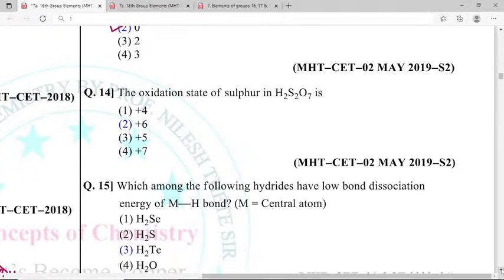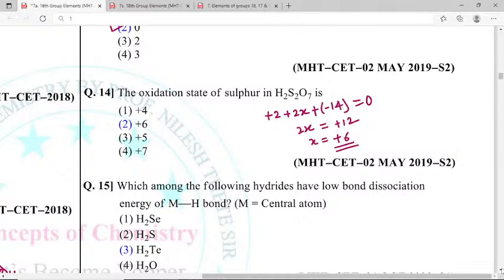The oxidation state of sulfur in H2S2O7. Here it is plus 2, plus 2 times x, plus 7 times minus 2, that is minus 14, taken as 0. So 2x is equal to plus 12, and x is equal to plus 6. So plus 6 is your answer. Oxidation state of sulfur in H2S2O7 is plus 6.